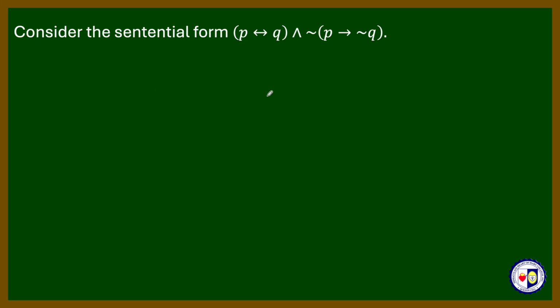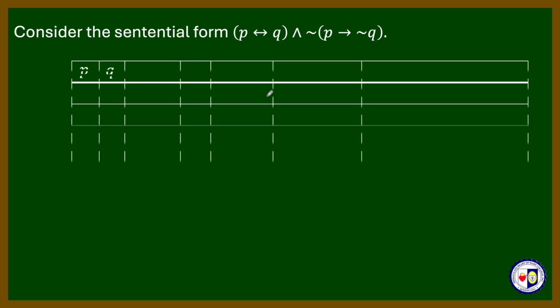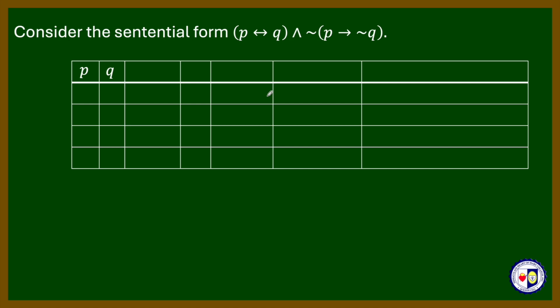Let's have our last example. Consider the sentential form P if and only if Q, conjunction of not P implies not Q. We have two simple propositions, originally P and Q. So, same lang ang ating hierarchy. TTFF, TFTF. We have this portion. That's why we have P if and only if Q. Next, we have not Q. That's why we have to put not Q on this column. Next is this compound proposition P implies not Q.